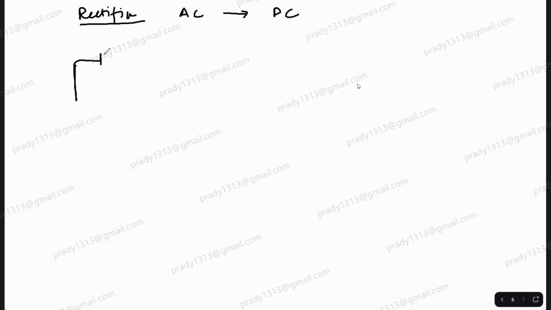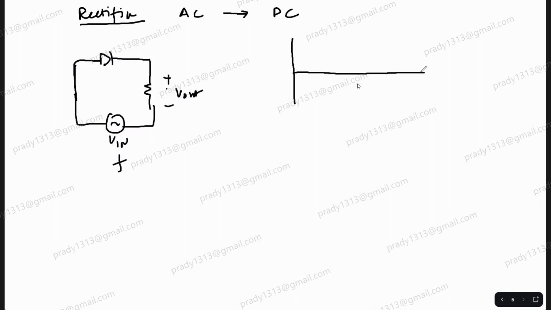Already you have a diode. It can act as a rectifier, right? Yes, sir. So you give some input at a certain frequency. The output that you will be getting here is the DC. We'll see how. So this is your diode. This is the input that you are giving, your input voltage.